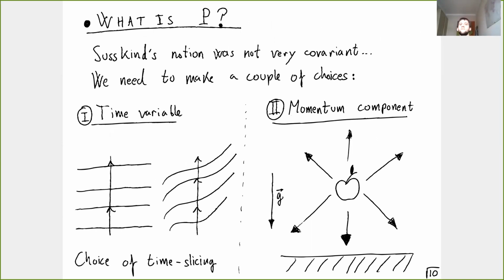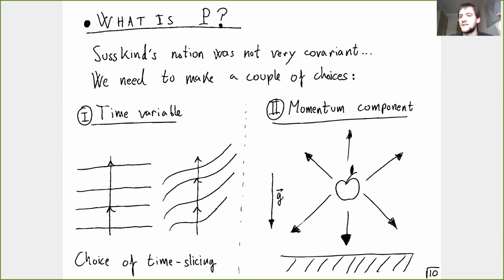Okay, but there are a bunch of questions that we need to answer here. The first and most important one is, what exactly is P? Susskind's notion was not very covariant, right? He just randomly took some derivative of a radial momentum in some coordinates that he came up with, and then he chose to express that in some random time too.